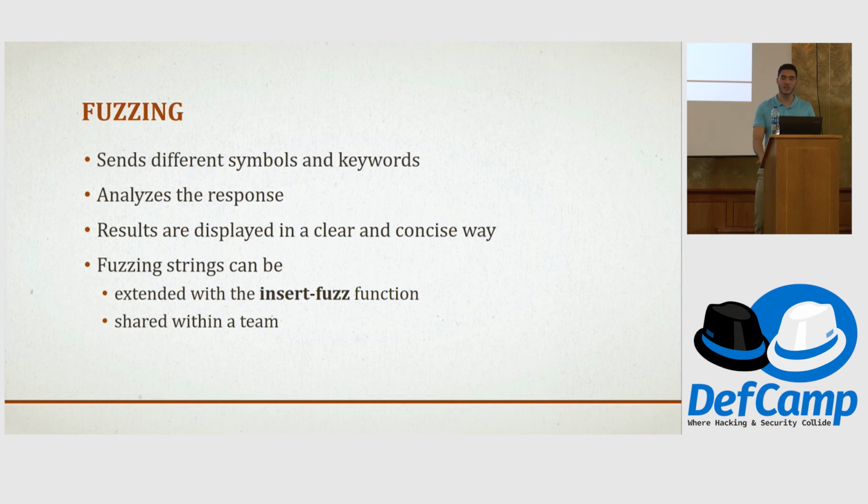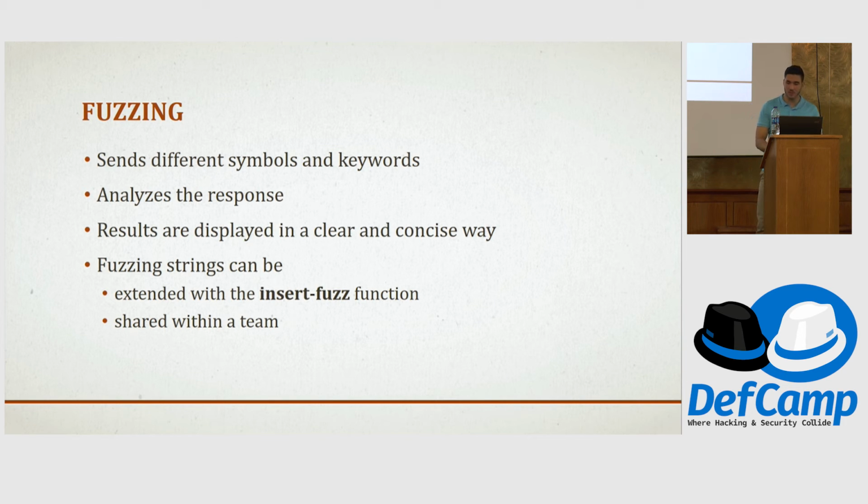WAF Ninja has a function called the fuzz function. What it does is fuzzing the application. It sends different keywords and payloads to the application, analyzes the response, and tries to detect whether the payloads it has sent were blocked by a WAF or not. In the end, the results are displayed in a clear and concise way. So we have a nice output at the end where you can just check, is this symbol blocked or not? And you can always extend the fuzzing strings with a function called insert fuzz.